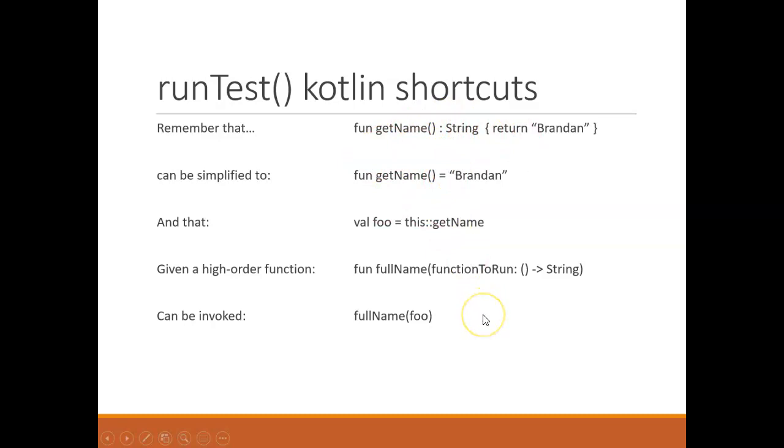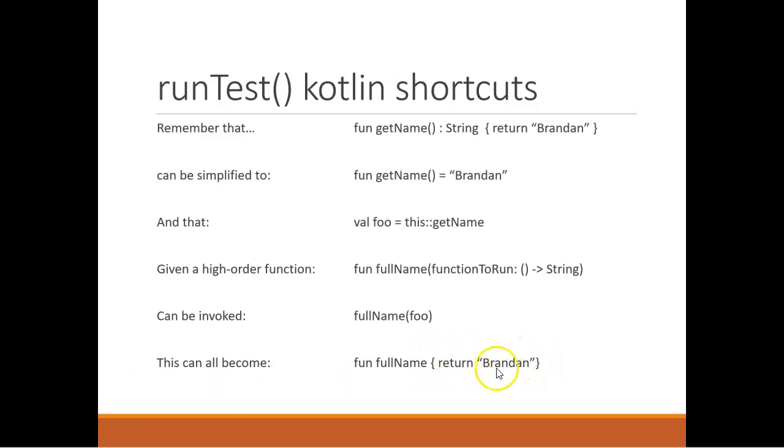Now there's yet another shortcut in Kotlin, where if the last parameter passed into a function is a function itself, or a lambda that represents a function, we can actually just invoke the function and then have an open curly and a close curly, and we essentially create that lambda or that inline function, and we just pass it right after the function we're calling. That is super confusing, I know, and it threw me for a loop, which is why I wanted to explain it here. But effectively, fun fullName, return Brandon, consolidates everything we're doing up above.